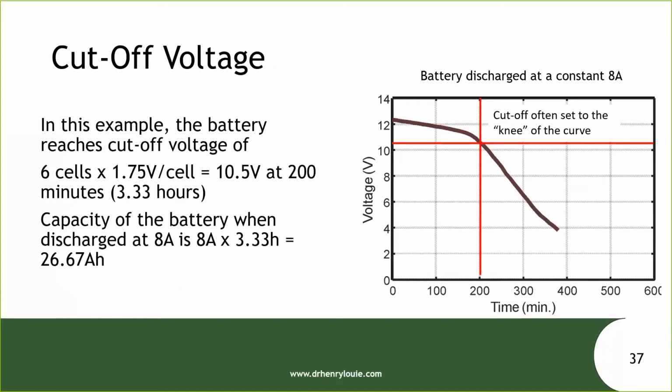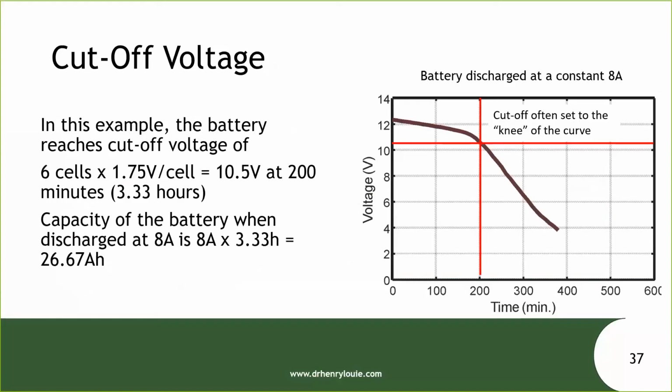In this case, we picked a standard voltage of 1.75 volts per cell. So we saw when this battery's terminal voltage dropped below 10.5 volts, because there are 6 cells, it stopped at about 200 minutes. Then we would conclude that the capacity of this battery is 8 amps times 3.33 hours, or 26.67 amp hours. So that's how we would interpret the capacity of the battery.